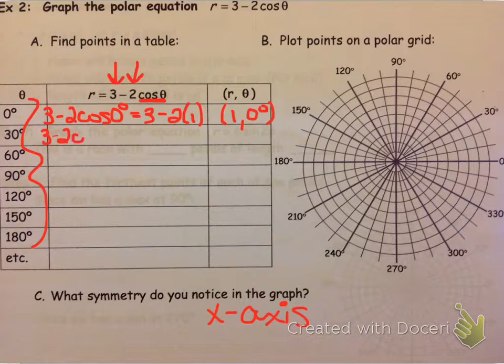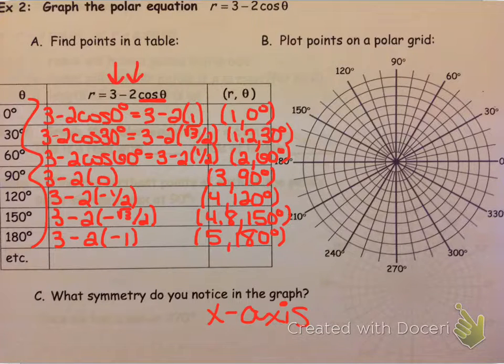Then 3 minus 2 cosine of 30 degrees. And cosine of 30 degrees is square root of 3 over 2, which, remember, I said it really doesn't matter if you estimate that at 0.8 or 0.9 or 0.85. It's going to graph basically the same. So I'm going to treat it like 0.9 because it is a little bit closer to that. And so 3 minus 2 times 0.9, which would be 1.8. So I get 1.2 at 30 degrees. And so now take a minute, pause it, and finish calculating the numbers in this table, please.